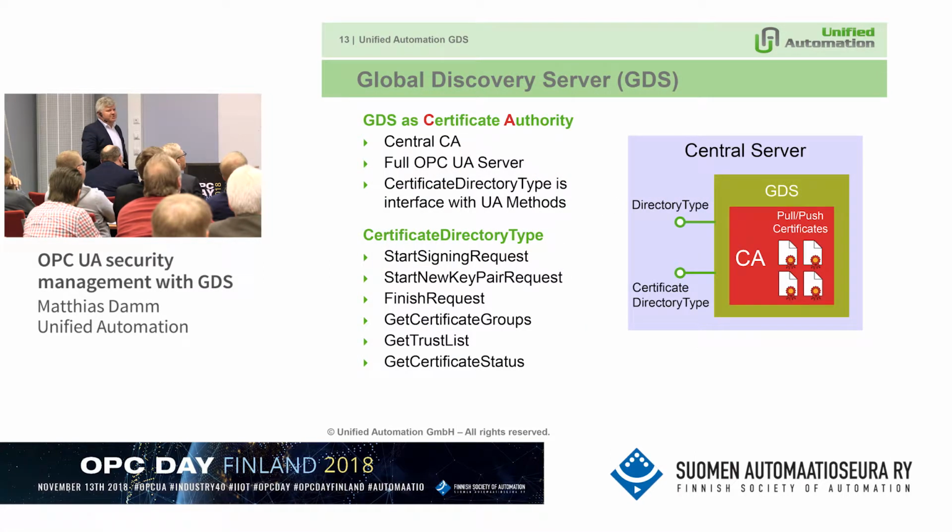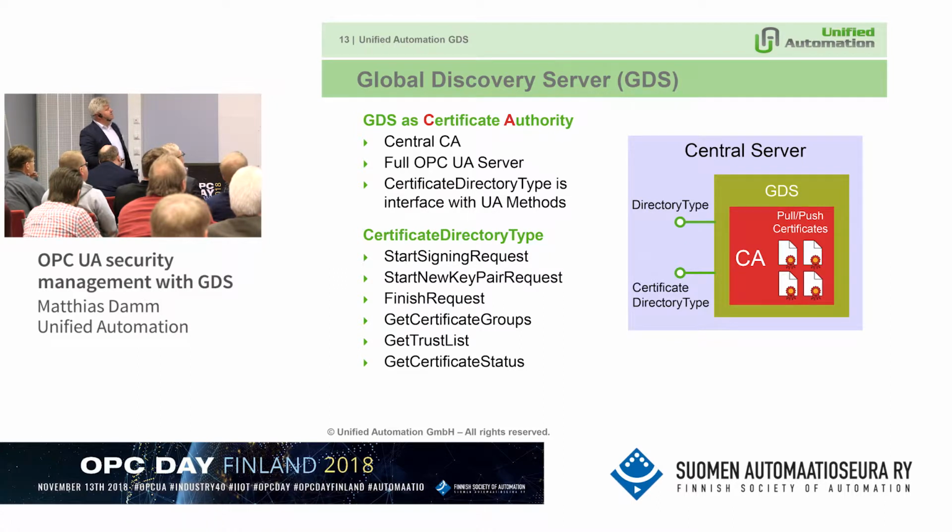And in OPC UA Part 12, there's a concept of a global discovery server, and it defines different interfaces. There's one interface called directory type, and it's used to register applications and to query applications, so it's the discovery part. And there's a second interface called certificate directory type. And this interface encapsulates a CA with the OPC UA interface.